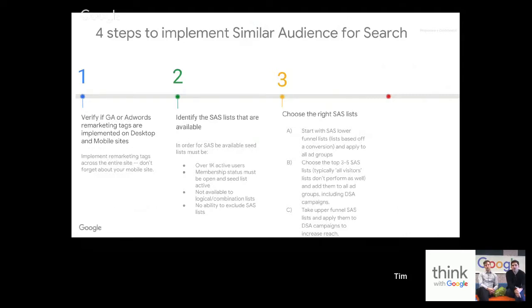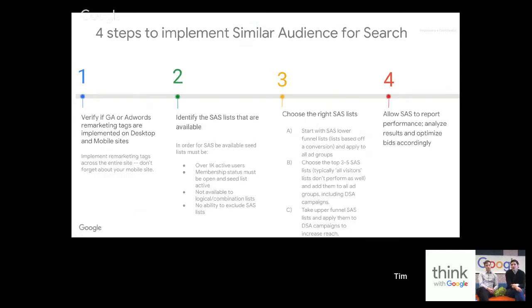Typically all visitors lists don't perform as well, just because we're looking at a much wider peer group. And then, down the line, we want to take that upper funnel similar audiences for search lists and apply them to DSA campaigns to increase the reach. So as we were talking in the example before, if we're in a prospecting phase or in an acquisition phase, and we really want to get our name out there.